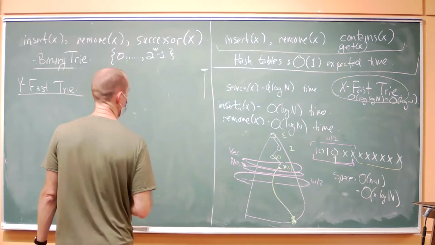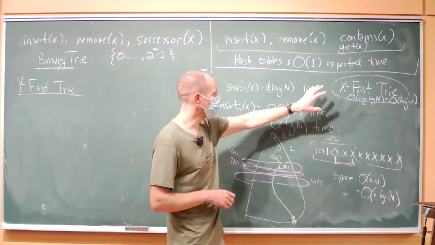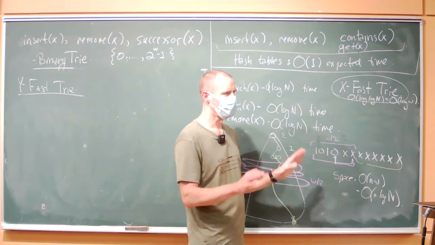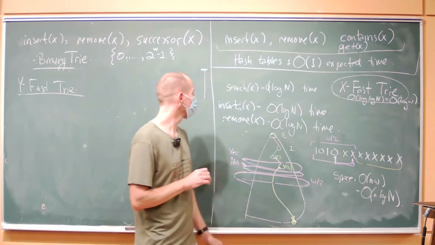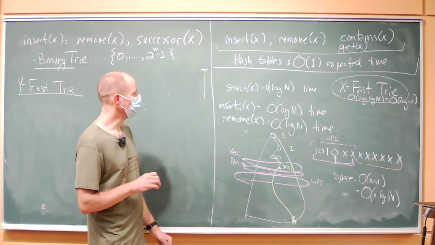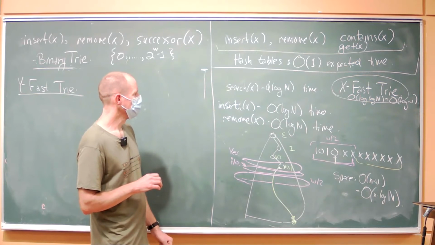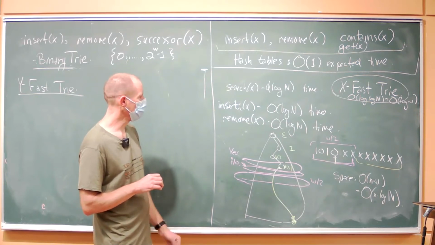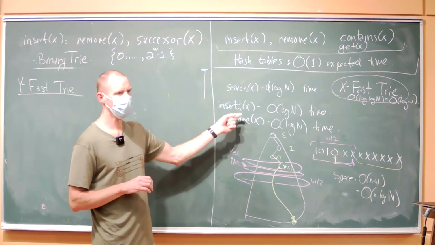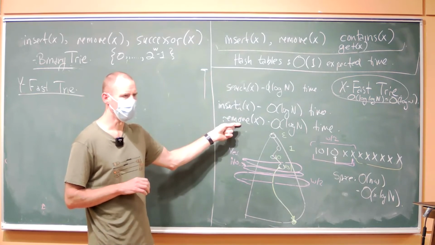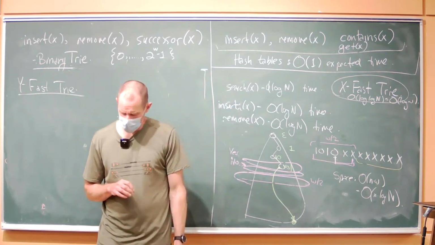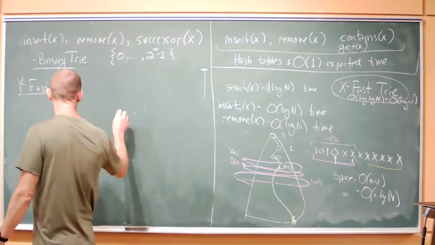So let's treat our x-fast trie as a black box. We have this data structure that can do searches in log log n time, but inserting and removing still takes log n time. So we're going to use that.